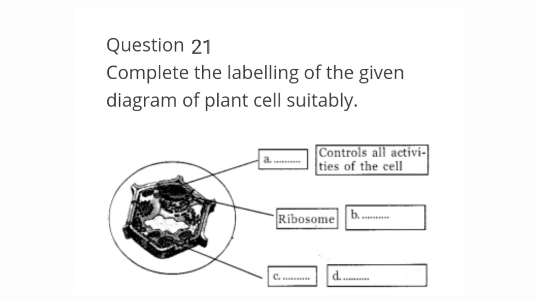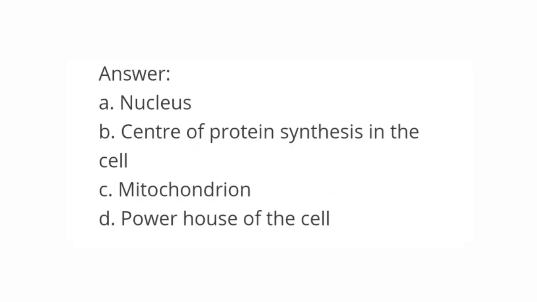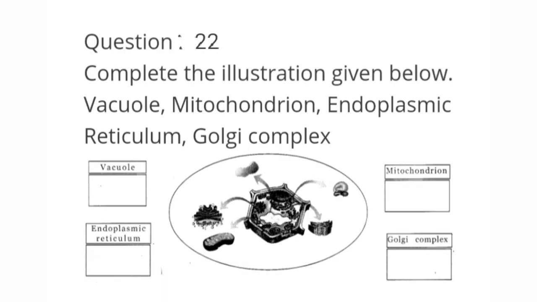Question number 21. Complete the labeling of the given diagram of plant cell suitably. Answer: A. Nucleus. B. Center of protein synthesis in the cell. C. Mitochondrion. D. Powerhouse of cell.